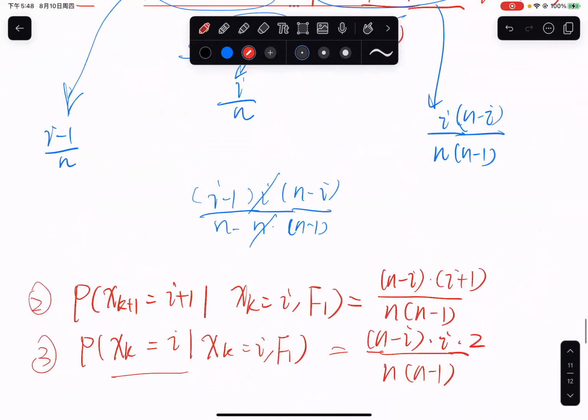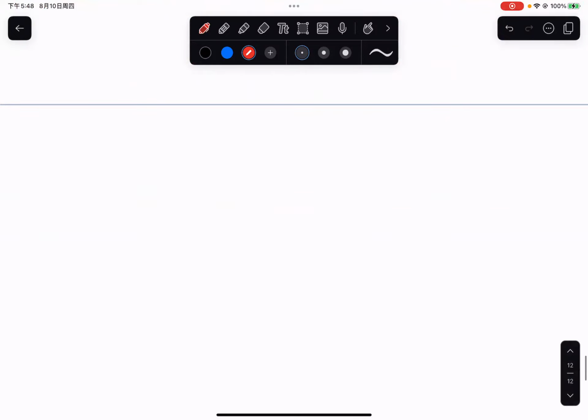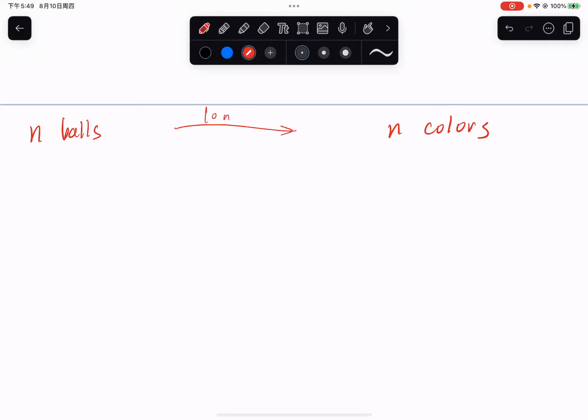But is there another way to solve this question? Yes, there is, and this is actually quite elegant. So let's think about it. At the very beginning, we have n balls with n colors, right? So for our first pick, since there are n colors for n balls, each one is a one-to-one map. So this is the original stage.